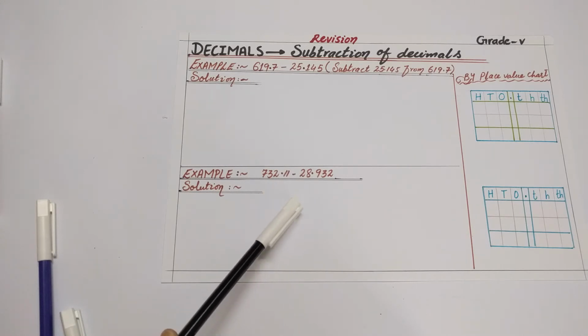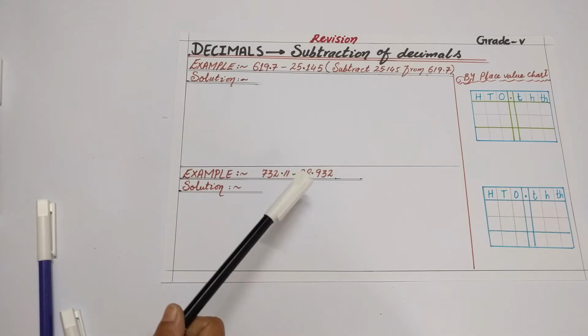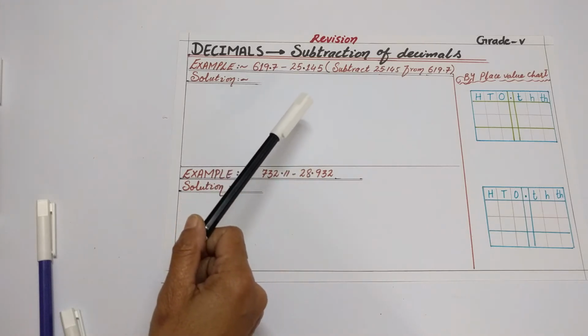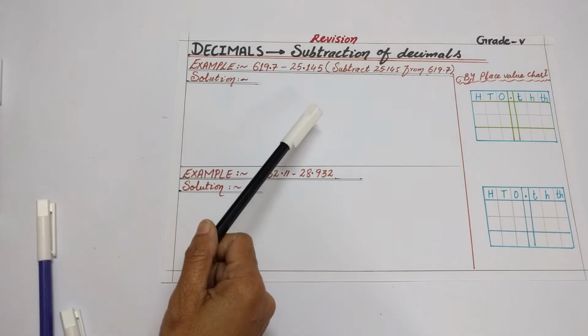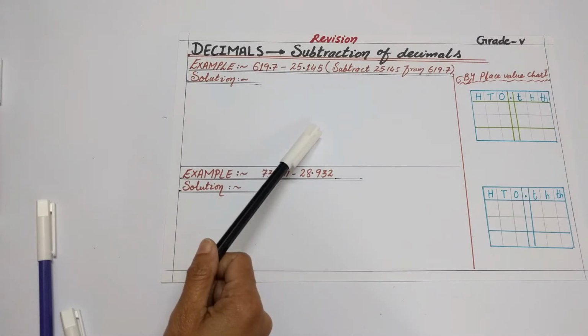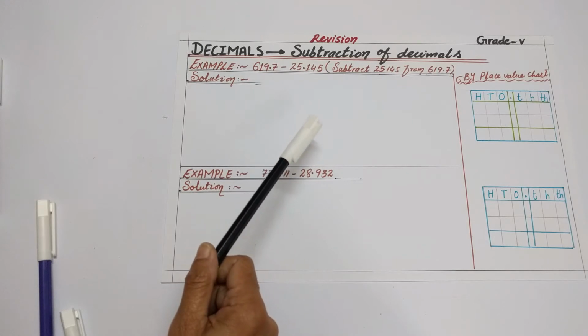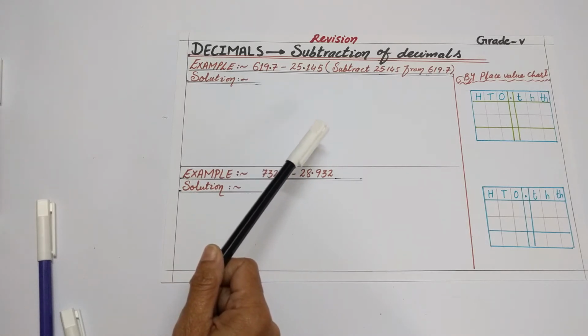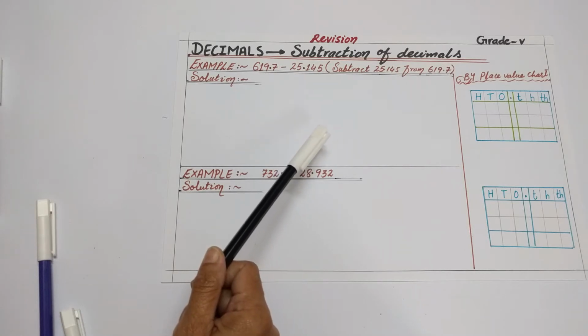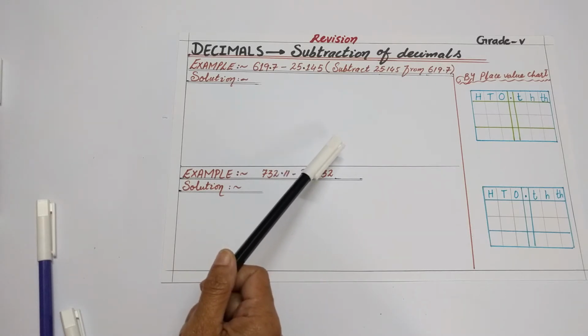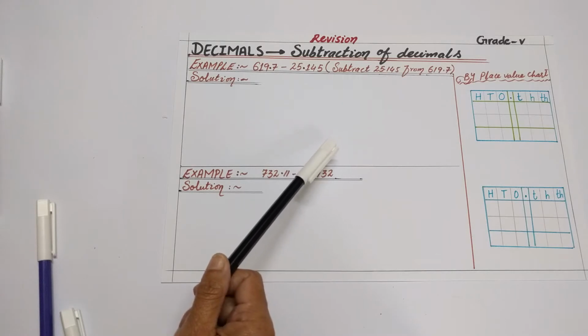For the subtraction of decimals, firstly you have to check whether the decimals are like or unlike. If decimals are unlike, then firstly you will convert the unlike decimals into like decimals by putting 0, because the place value is nothing, so that's why we are using 0 just to complete the decimal places. So let's start with the help of an example.